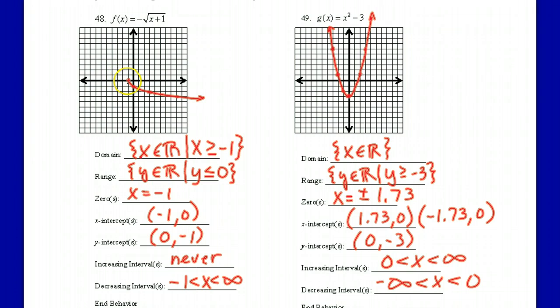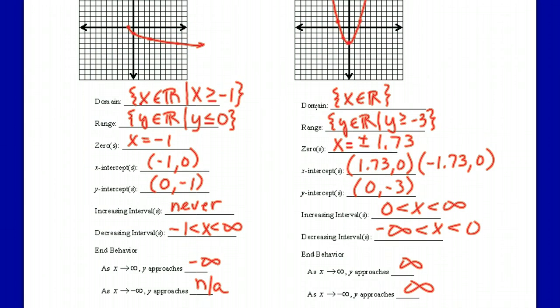Where is this thing increasing? If you can tell, it's not increasing. The entire thing is downhill, so you won't have any increasing. And then the entire time this thing is decreasing except where you start. So that's why it decreases from -1 to infinity. We don't count -1 because when you start off a ride, you're not increasing or decreasing. You're kind of sitting up here at the top of the hill.